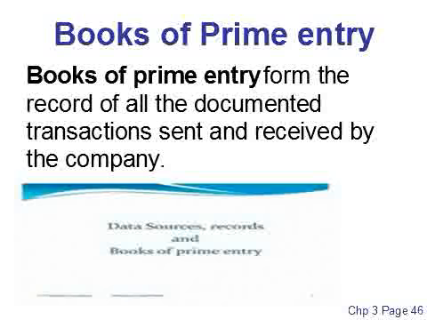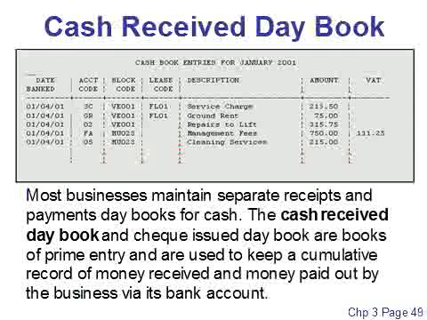Books of prime entry. Books of prime entry form the record of all the documented transactions sent and received by the company. Cash received day book. Most businesses maintain separate receipts and payments day books for cash. The cash received day book and check issued day book are books of prime entry and are used to keep a cumulative record of money received and money paid out by the business via its bank account.